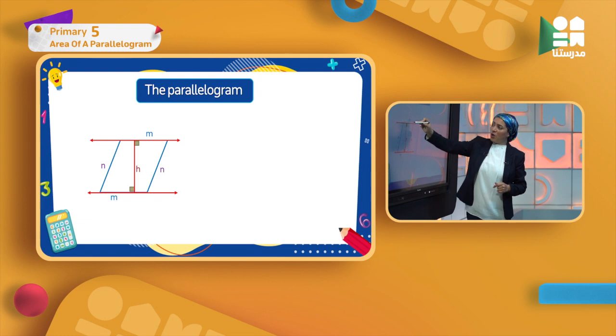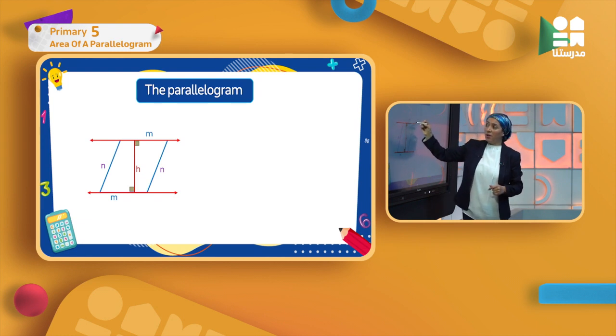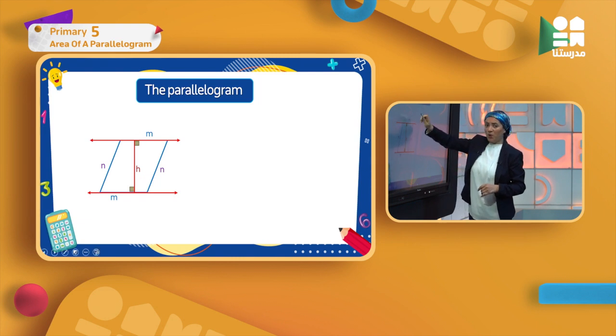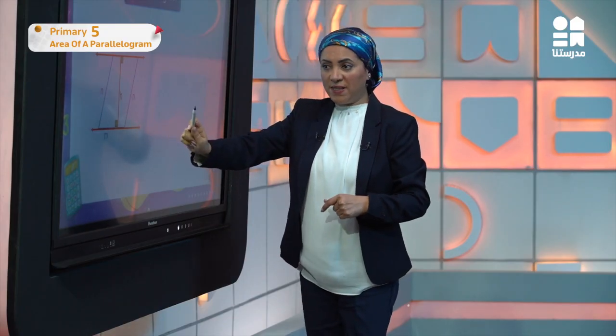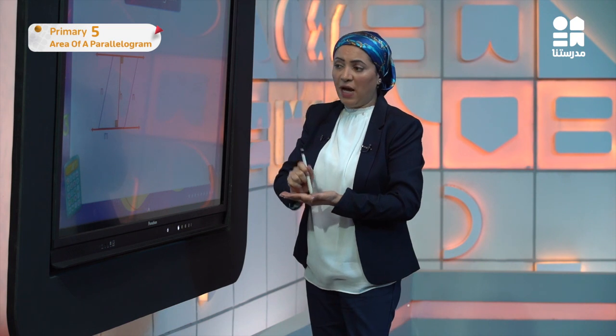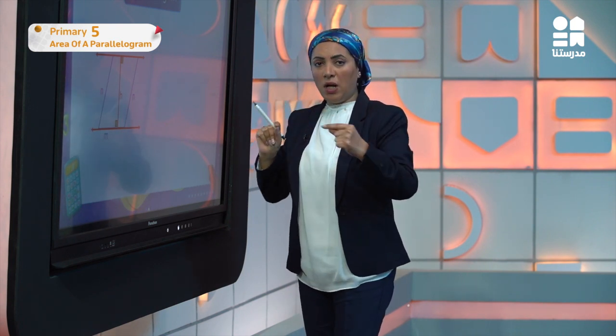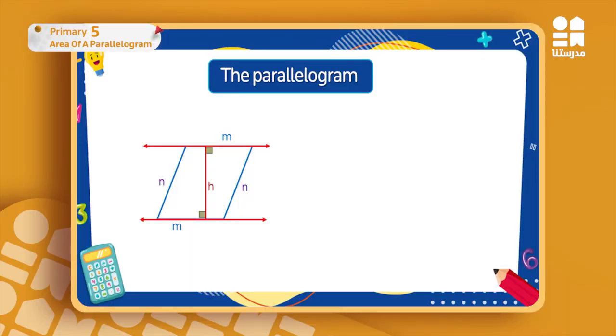So if I drop the height from the straight line M, and we have the opposite one also M, the height is the distance between them. So I drop it from the upper side to the opposite side, and I call the opposite side, where I put the height, my base. The smaller height is at the longer base, while the bigger height is at the shorter base.